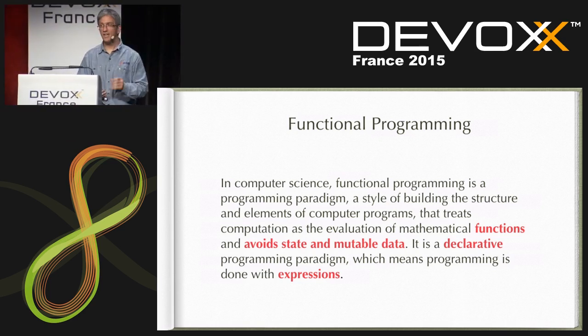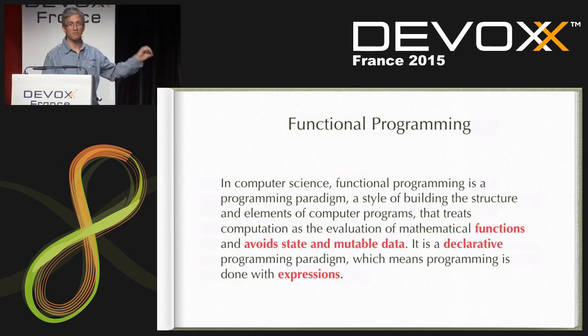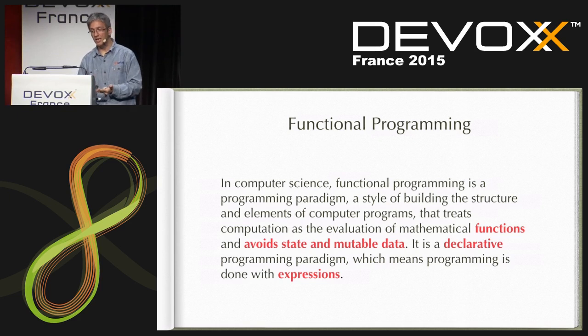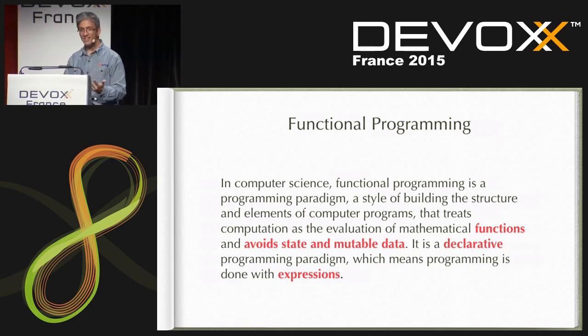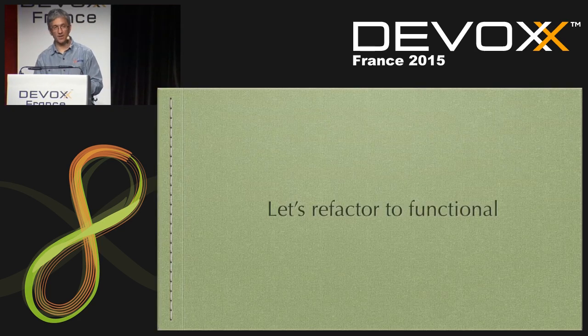There are some important things there, and I'll give you a tip. I've highlighted them in bold and in red. These are functions, avoid state, and mutable data. Also declarative and expressions. So knowing that, let's go ahead and refactor to functional.